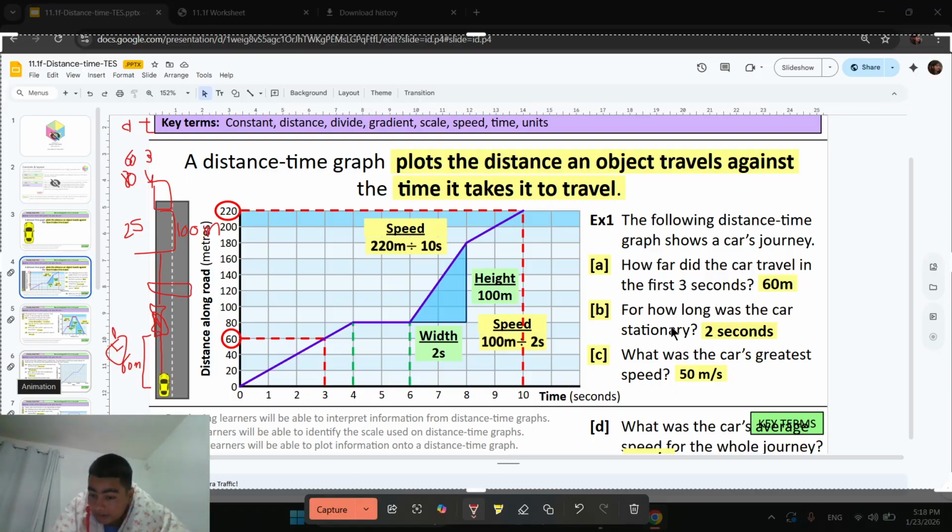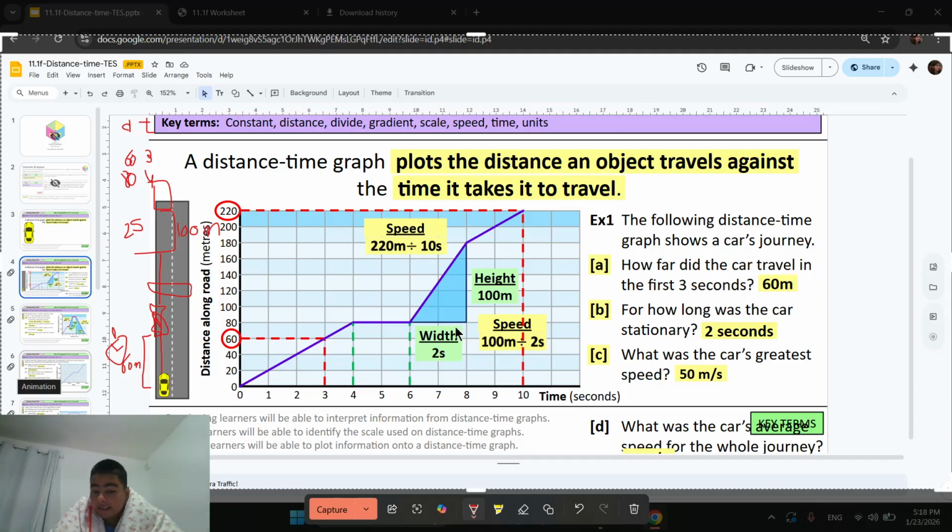Finally, what was the car's greatest speed? We all know what speed is. It is distance traveled by time taken, right? So in this thing over here, we can see that this section represents the largest amount of speed, because in 2 seconds it traveled a distance of how long? 100 meters, right? So 100 by 2 is 50 meters per second.